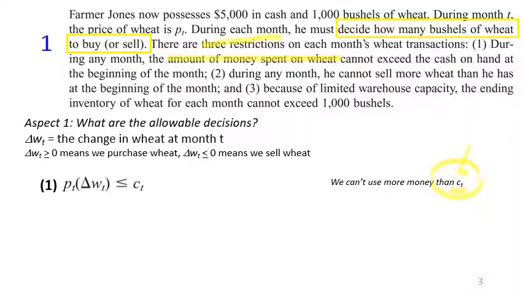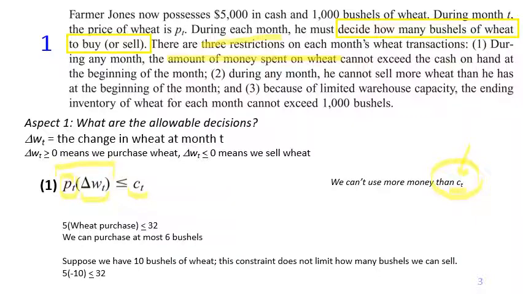Here it is. The price of the wheat is P_t, let's say per bushel. And delta W_t, if it is positive, is the number of bushels of wheat that we purchase. So the left hand side is the amount of money that we spend to buy the wheat. It must be less than or equal to the cash that we have at the beginning of the month. Let's give some numbers to illustrate this inequality.